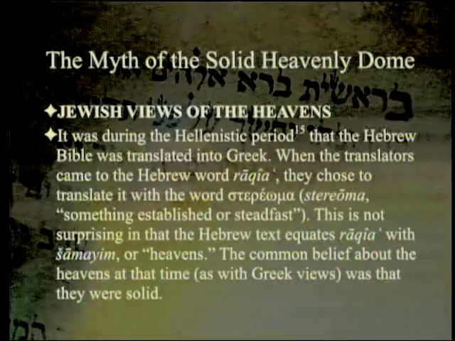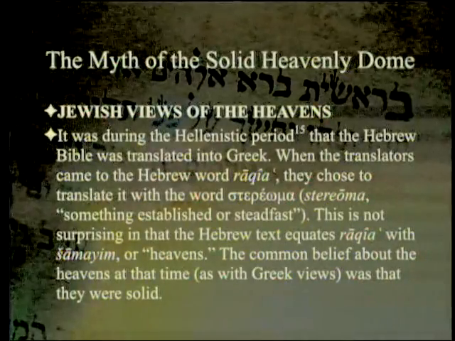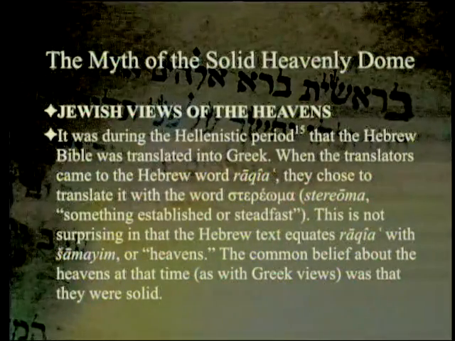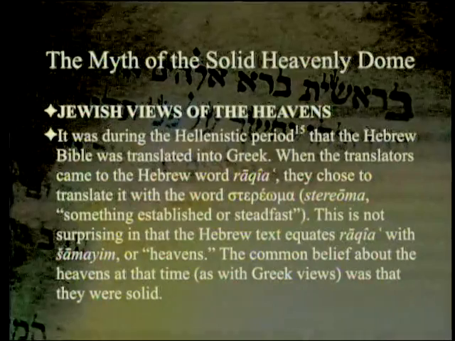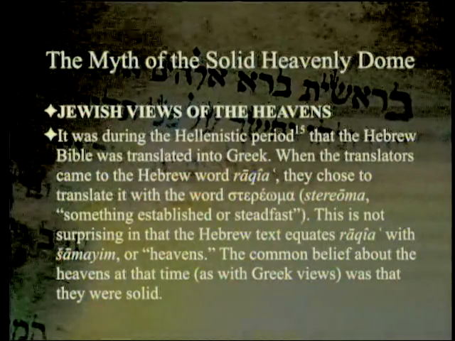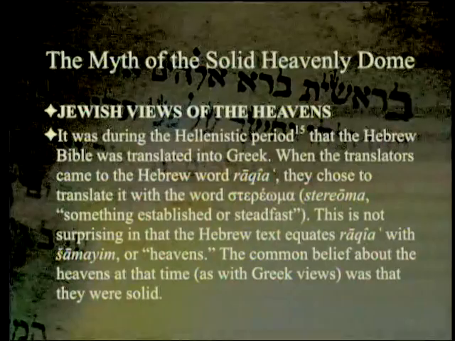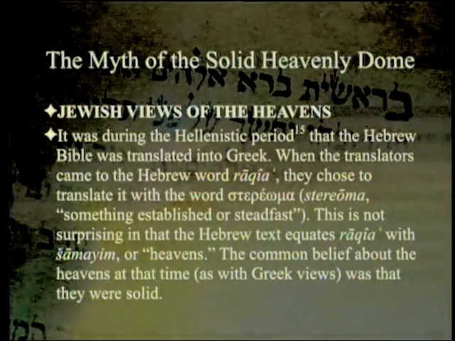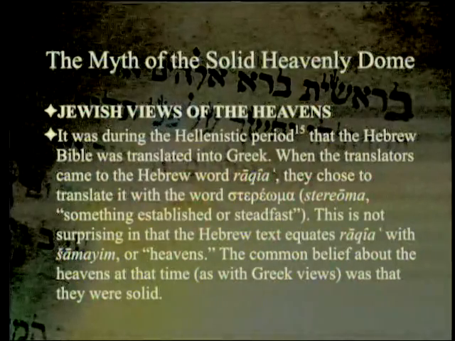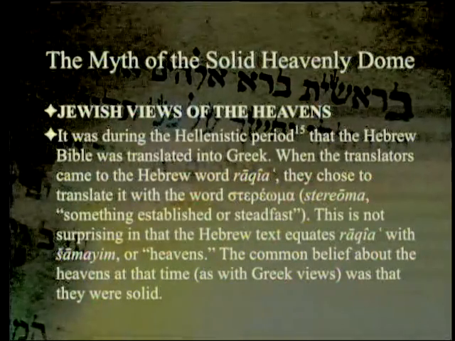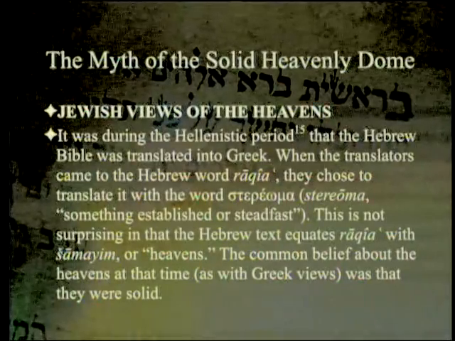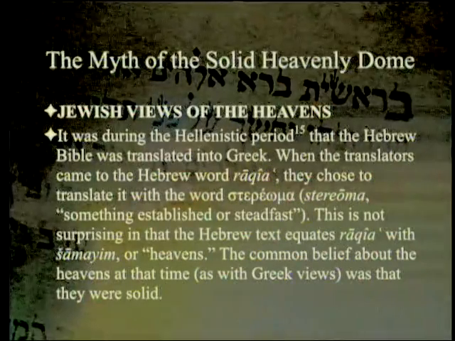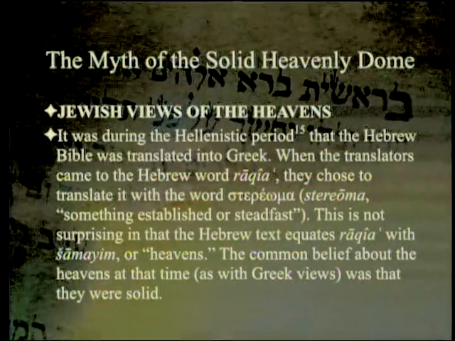Jewish views of the heavens. It was during the Hellenistic period that the Hebrew Bible was translated into Greek. When the translators came to the Hebrew word rāqîaḥ, they chose to translate it with the word stereoma, usually called stereoma in English because of its similarity to other words that we have, meaning something established or steadfast. This is not surprising in that the Hebrew text equates rāqîaḥ with shemayim, or heavens.